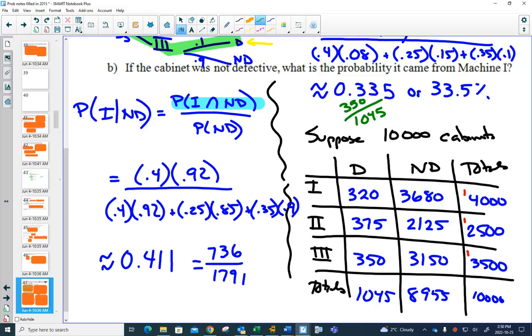This one, 736 out of 1791. How could we use the chart to solve that one? We know that it's not defective. According to my chart, there were 8,955 non-defective ones. What's the probability it came from machine 1? Machine 1, 3,680 out of 8,955. Type that into your calculator, or reduce this fraction, you will get 736 out of 1791.